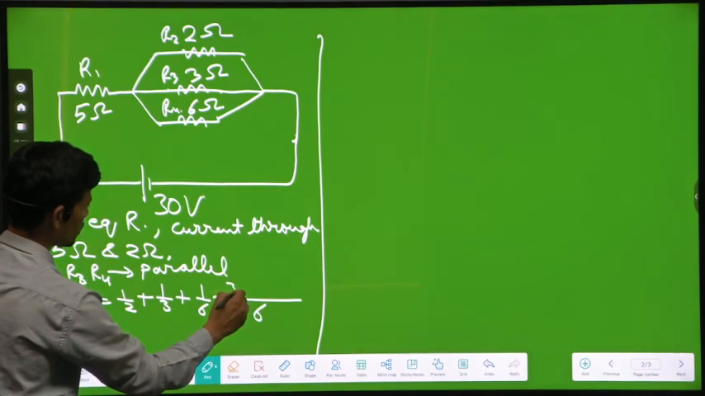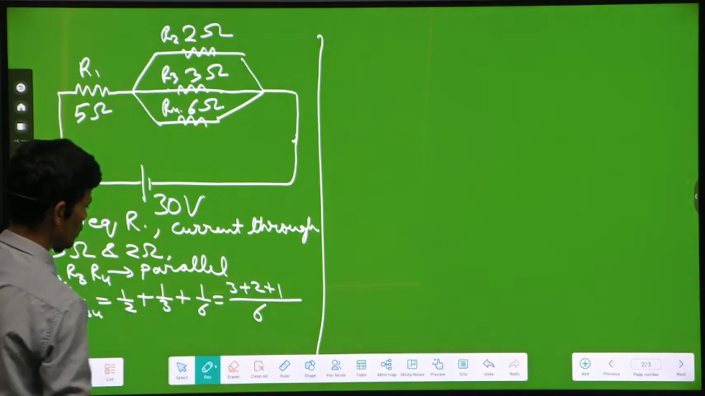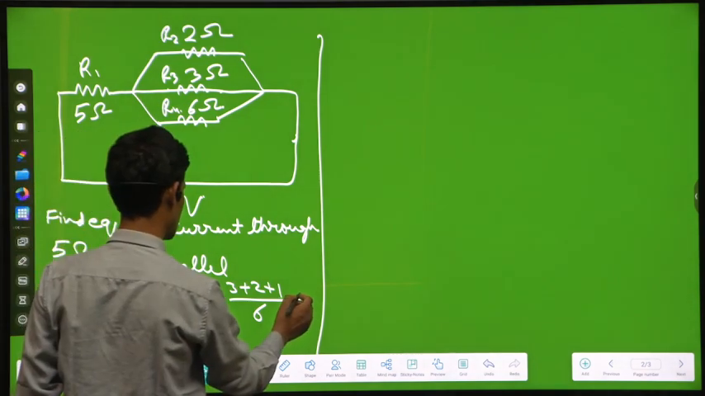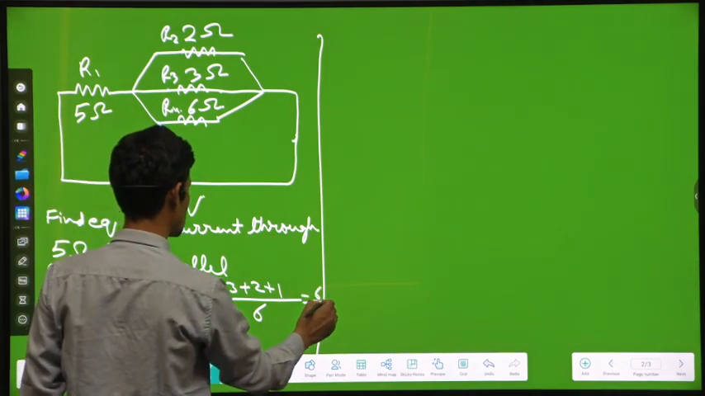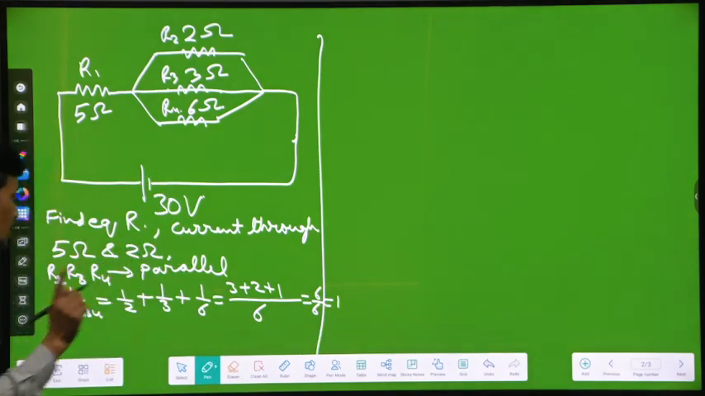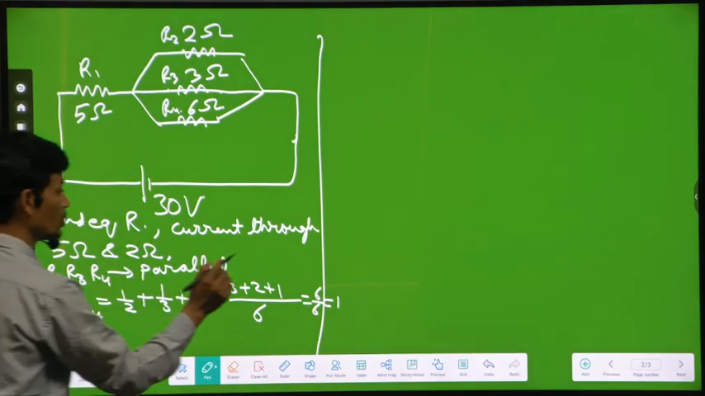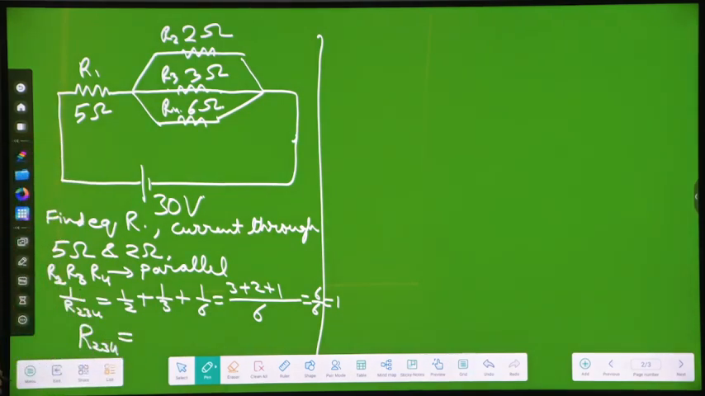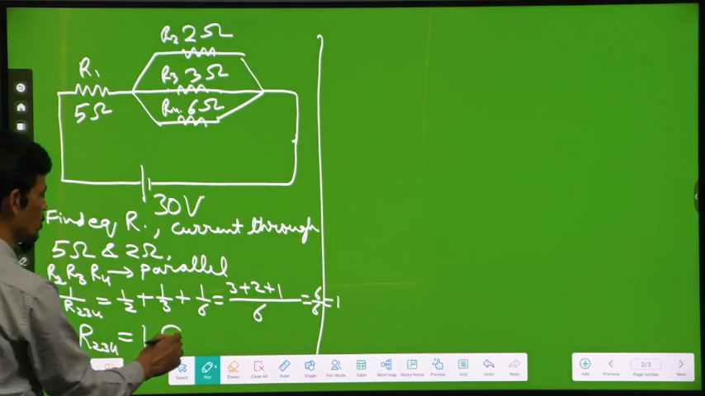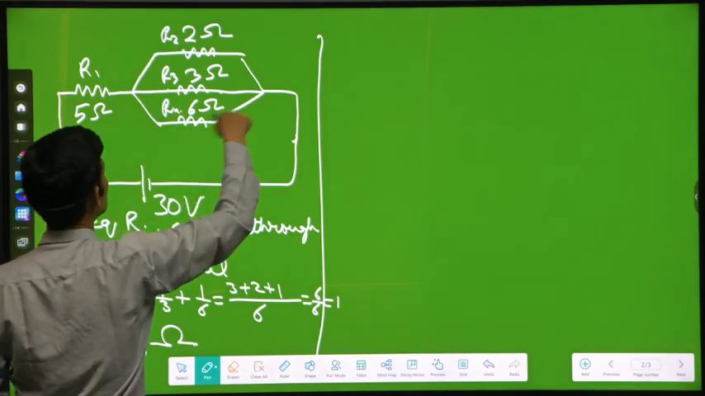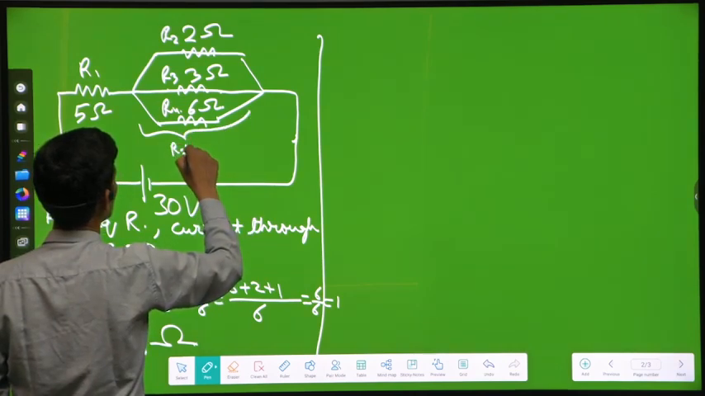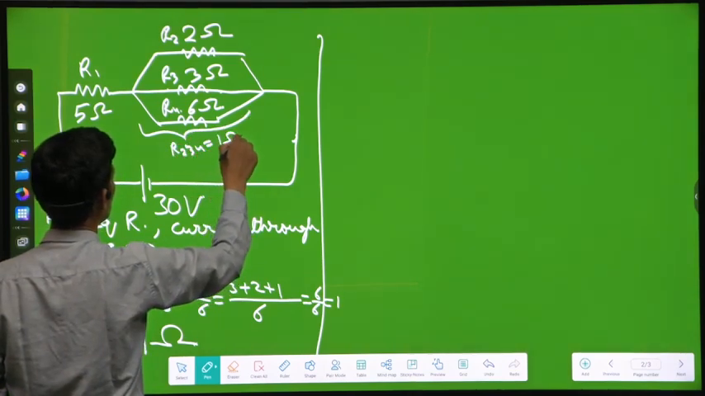That is 6 by 6, that is 1. But be very, very careful. Don't put ohm here. This is 1 upon R234. Take the reciprocal of this. Now the entire this is equal to R234, and that is 1 ohm.